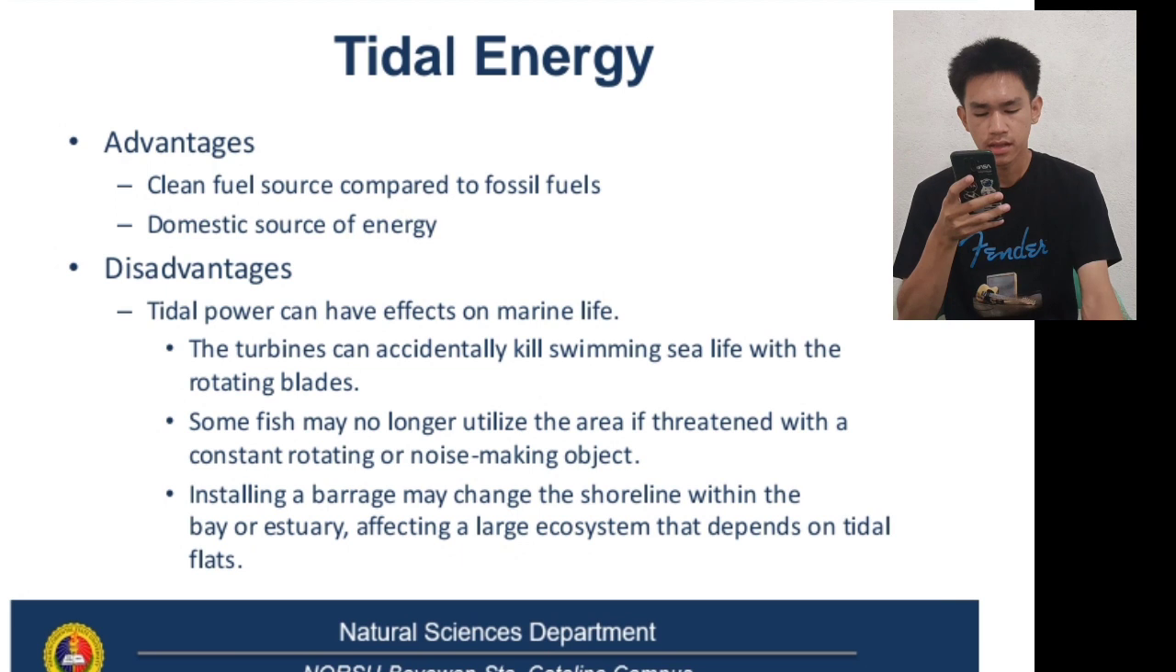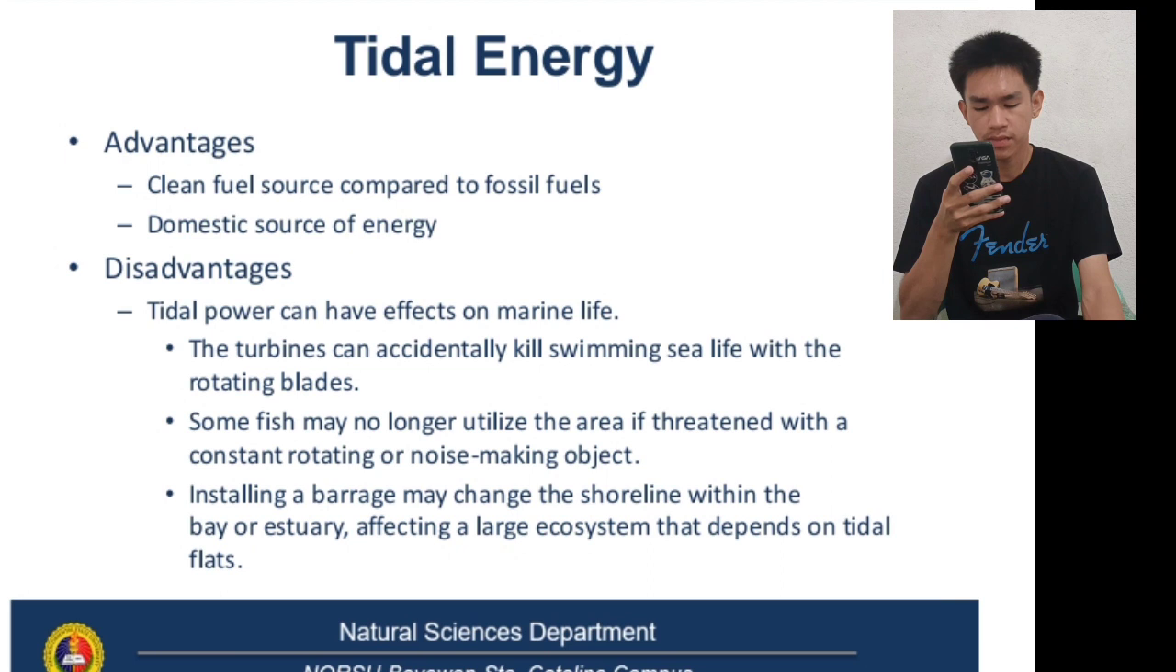Disadvantages. Tidal power can have effects on marine life. The turbines can accidentally kill swimming sea life with their rotating blades. Some fish may no longer utilize the area if threatened with a constant rotating or noise-making object. Installing a barrage may change the shoreline within the bay or estuary, affecting a large ecosystem that depends on tidal floods.